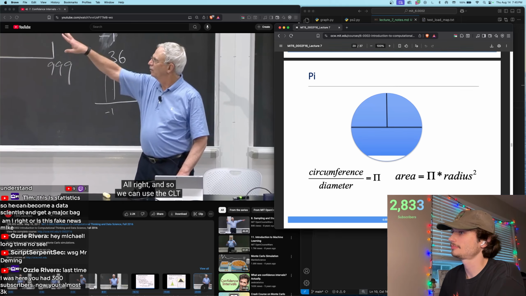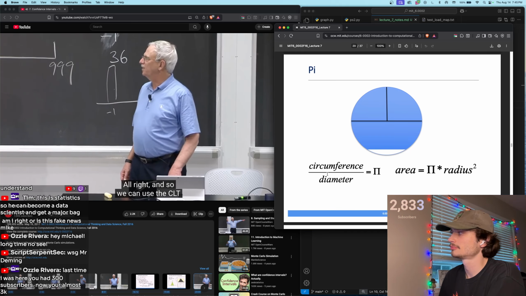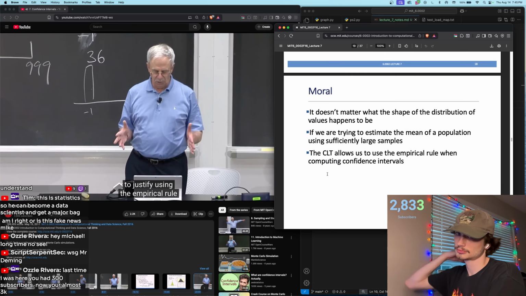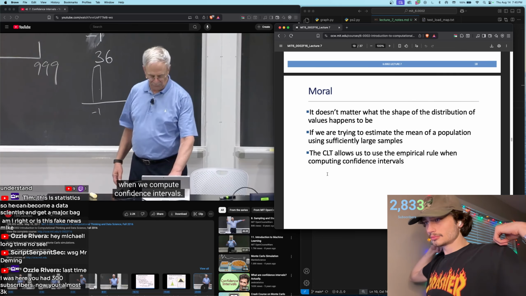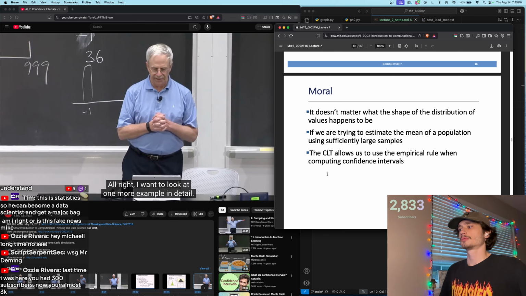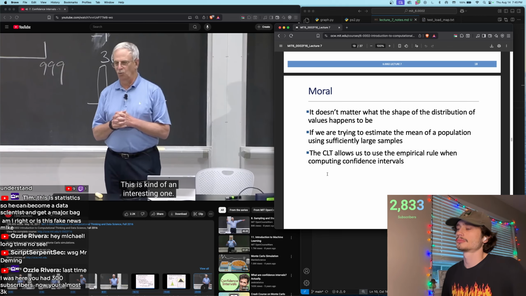All right. And so we can use the CLT to justify using the empirical rule when we compute confidence intervals. All right, I want to look at one more example in detail. This is kind of an interesting one.